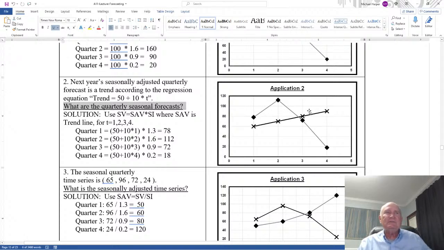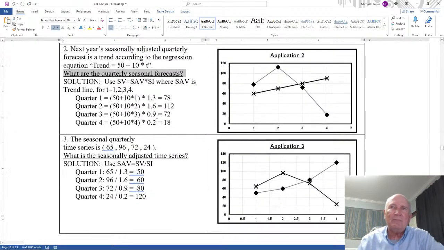How do I put seasonality into it? I multiply by the indexes. So I multiply here to get my seasonal forecast of 78, 112, 72, and 18. And there's my seasonal forecast for a trend line. So now those quarterly seasonal forecasts have a trend in them. But you can't really see that from the data. But it's there because it's underlying it. So these indexes can really add a lot of variability, or a lot of noise, or a lot of power to the time series, where you can't see the underlying component.